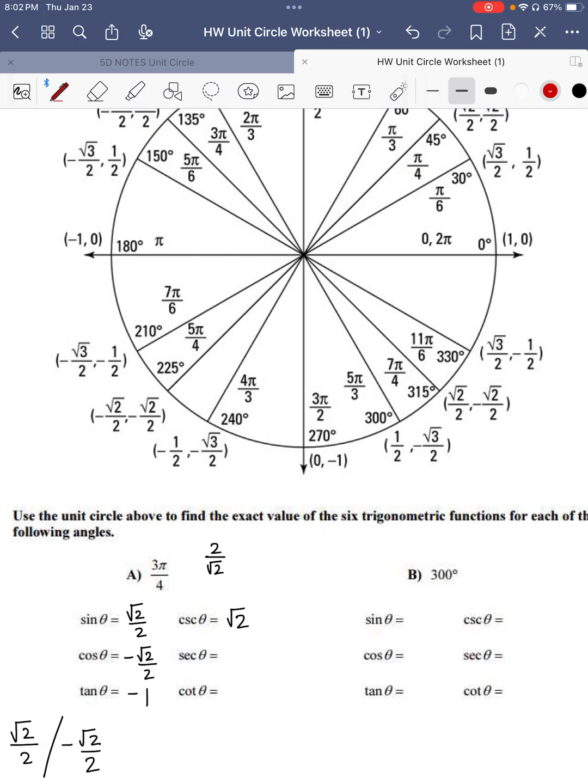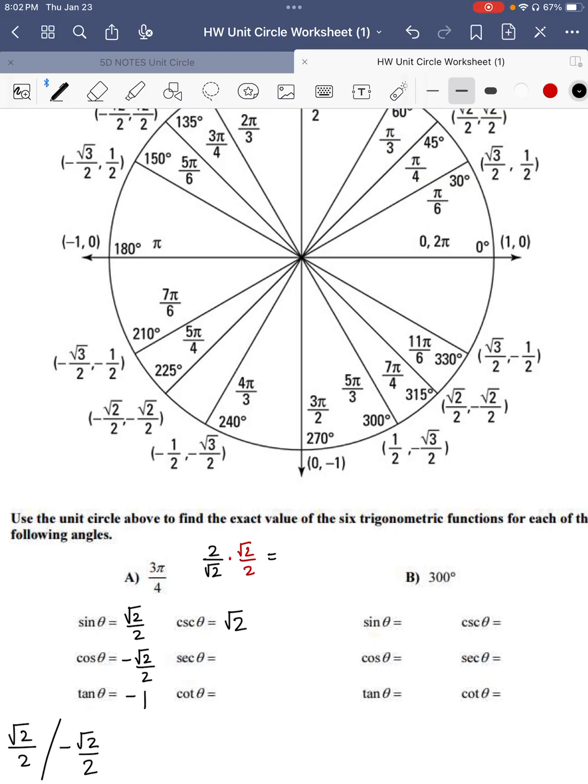But we need to rationalize the denominator, and you end up with 2 root 2 divided by 2. 2 divided by 2 is 1, so you're left with square root of 2, which is what we got as our answer. Secant, you'll notice we have the same thing, just with a negative in front. So the reciprocal is going to be negative square root of 2.